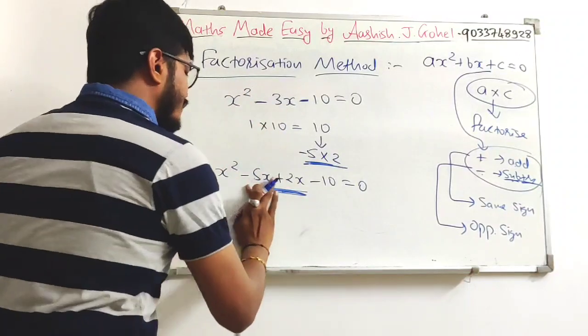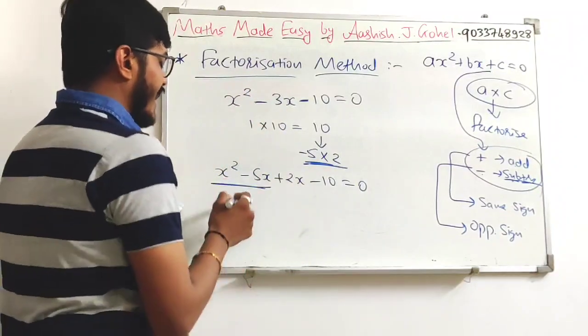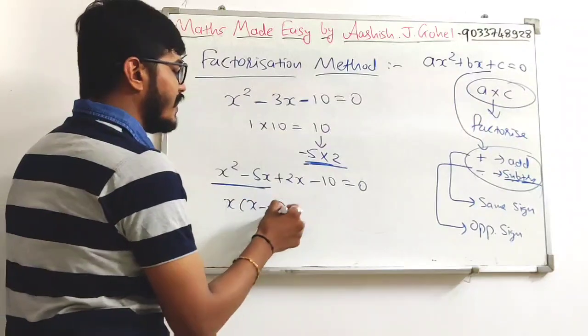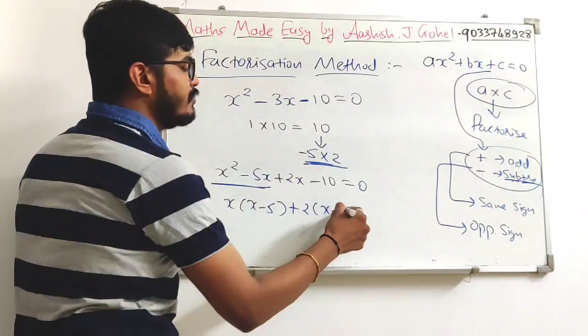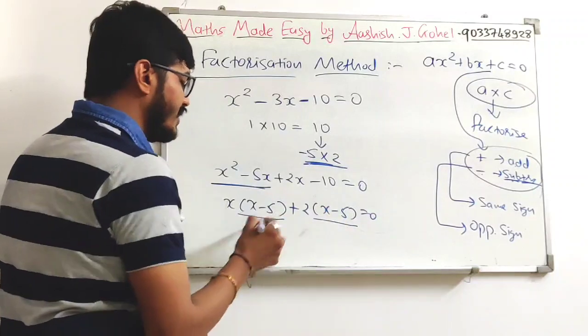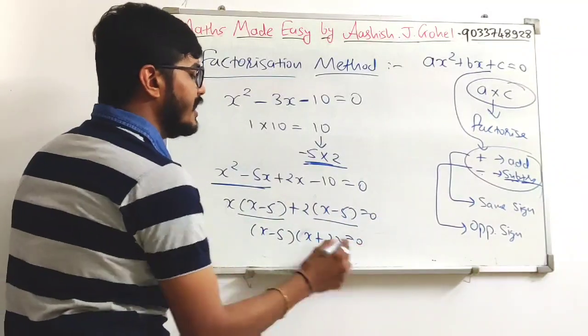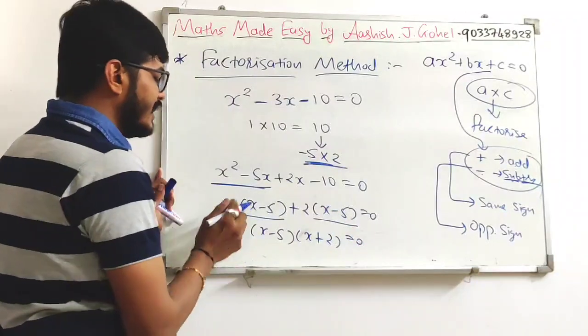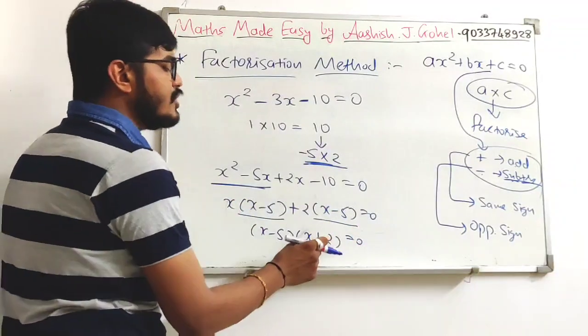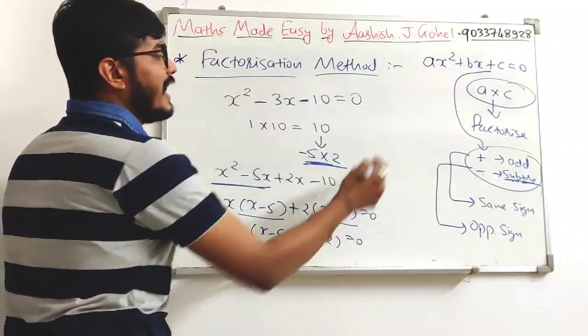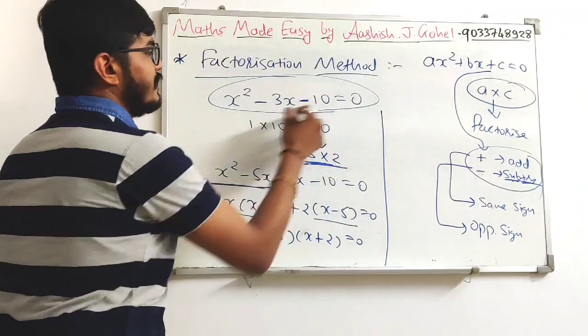After that it is very easy. You take x common from this, x minus 5 we get, and here you take 2 common from this. Now this whole bracket we can take common, so x minus 5, and x plus 2 will be the remaining term. If I take x minus 5 common, then here x will remain, here plus 2 will remain. So these are the factors of this equation.